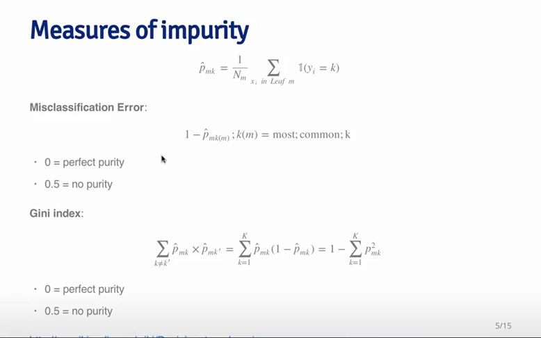Similarly, there's something called the Gini index, which is not to be confused with the Gini coefficient in economics, and it's basically 1 minus the sum of the squared probabilities that you belong to any of the different classes. So again, 0 means perfect purity. In other words, one particular class has probability equal to 1, and all the other classes have probability equal to 0. 0.5 means no purity.